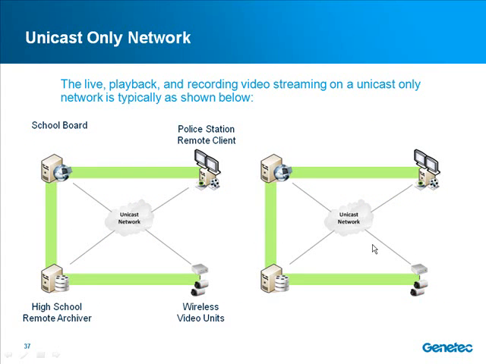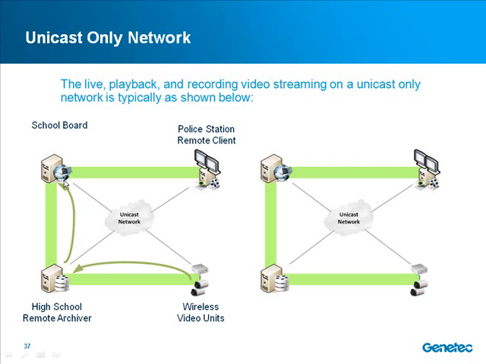Taking a look at our network diagram, we can see that the whole network only supports Unicast connections. For our example, let's say this is a school system that is spanning a city. We have our clients at the police station who are remotely logged into the server at the school board. This server is getting video from an archiver at a high school across town. And the archiver is recording the video streams from the local cameras, who are connected on a wireless network which only supports Unicast.